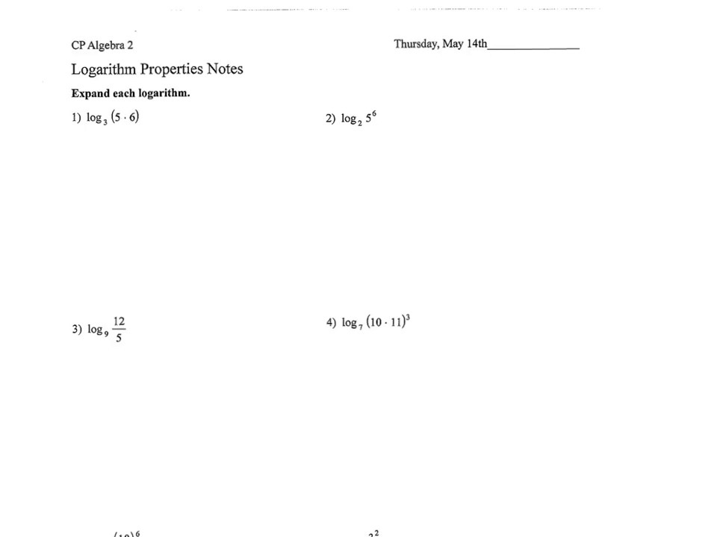If we have a product inside of a log, a quotient or division inside of a log, or a power inside of a log, those are your three basic properties. Well, if you have a product inside of a log, two things multiplied together, then I can rewrite this as the log base 3 of 5, and separate it with addition, log base 3 of 6. So you take the log base 3 of the first number and then add it to log base 3 of the second number. And that's what you get.